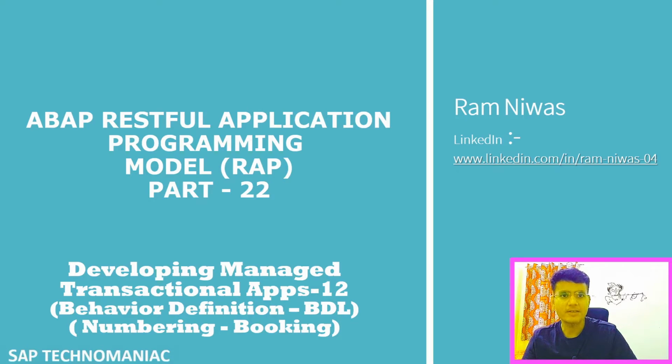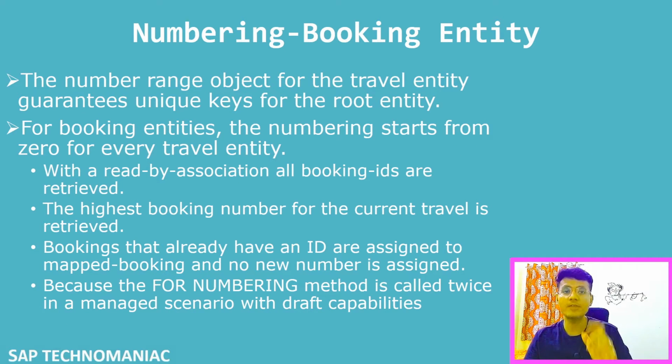Hello everyone, welcome back. In this video, we will assign the numbering for our booking entity and booking supplement entity. Currently in our applications, we have to give the booking and booking entity number based on the front end. But now we will do the early numbering for the booking and booking supplement, like we did for the early numbering for the travel. There is one minor difference when we assign the numbering for the booking and booking supplement.